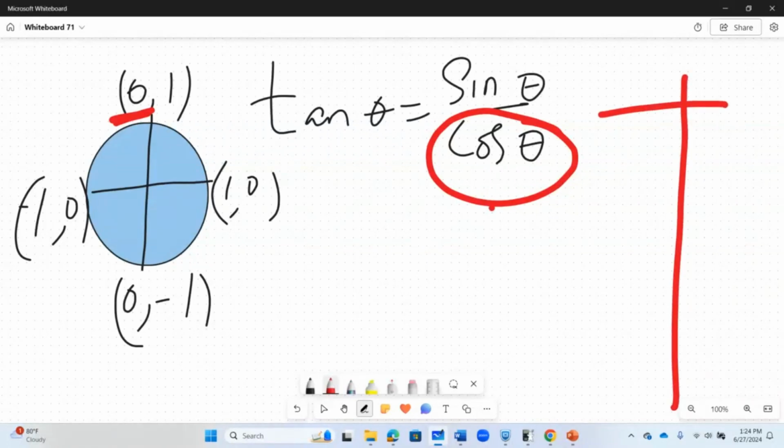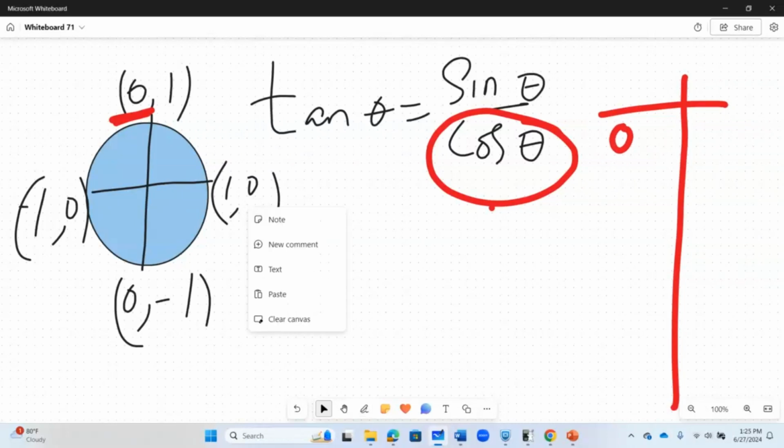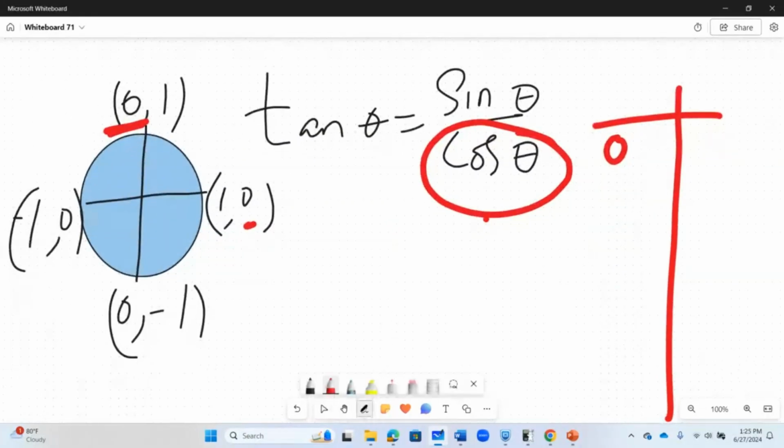Let's make sure we know them right now. We need to know them. Wherever the denominator, cosine, is 0, tangent is undefined. So let's start from tangent of 0. Tangent of 0 is sine over cosine, 0 over 1, which is 0. So tan 0 is 0.